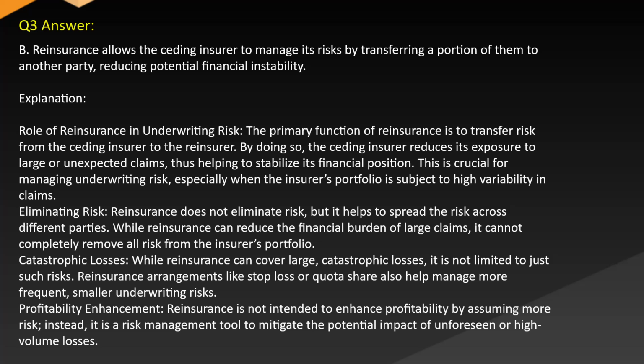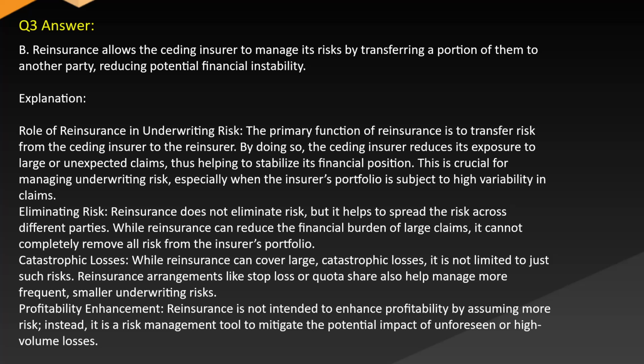Answer. B. Reinsurance allows the ceding insurer to manage its risks by transferring a portion of them to another party, reducing potential financial instability. Explanation. Role of reinsurance in underwriting risk. The primary function of reinsurance is to transfer risk from the ceding insurer to the reinsurer. By doing so, the ceding insurer reduces its exposure to large or unexpected claims, thus helping to stabilize its financial position. This is crucial for managing underwriting risk, especially when the insurer's portfolio is subject to high variability in claims.